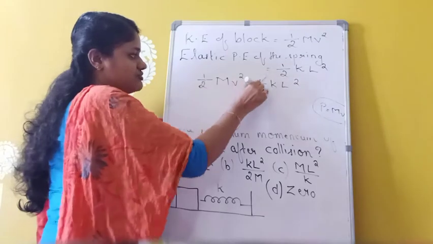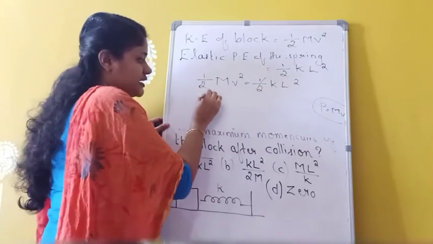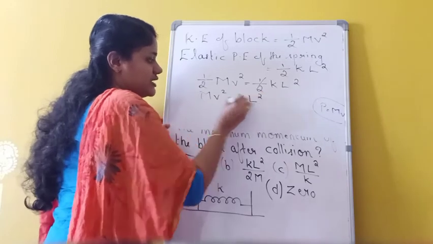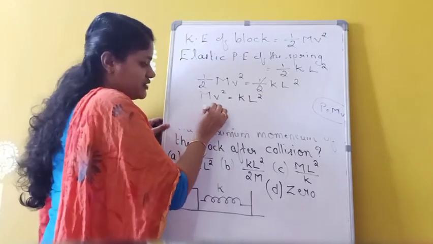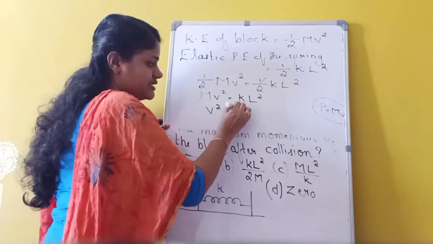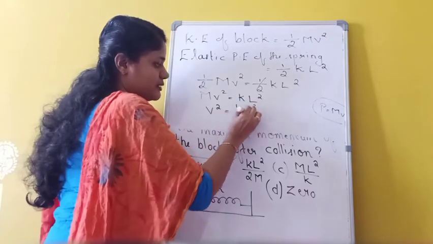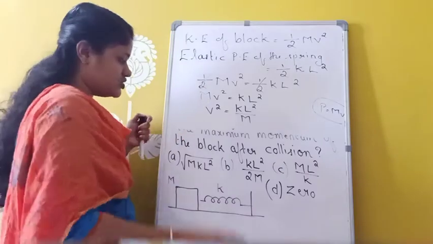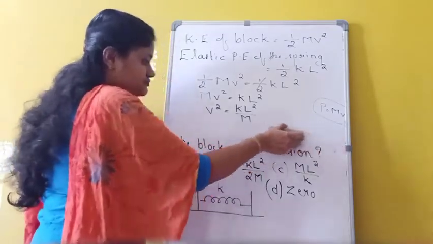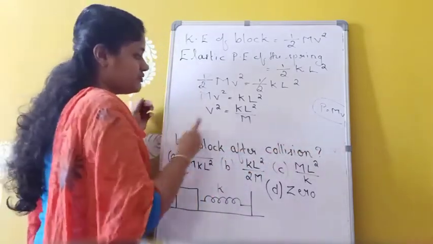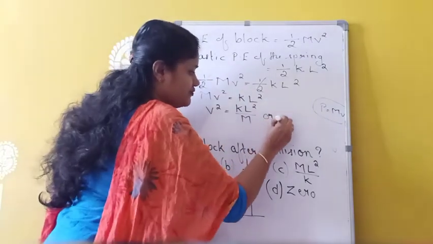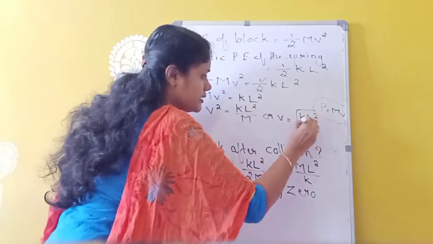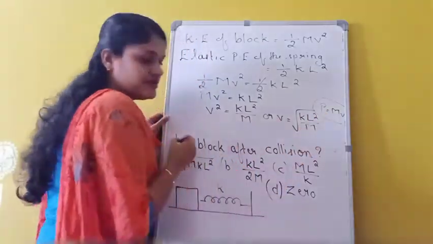So this half and half will cancel. Then remaining we have mv square equals K into L square. So from this we have to find out V square. Velocity square equals K L square by M. Or from this what we need? Velocity V. So take the square root. So V equals root of K L square by M. So this is the velocity now.